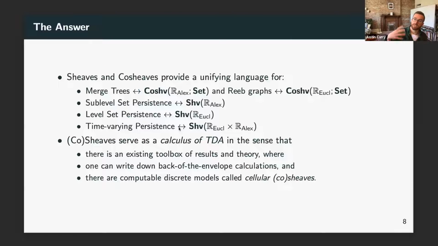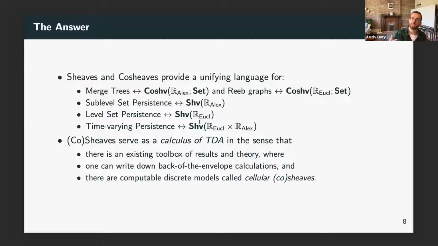And so the answer, which I'm trying to evangelize here a little bit, is that sheaves and cosheaves provide a unifying language for all of these constructions. You can think of merge trees, which track clusters, in terms of cosheaves on R with a certain topology, where down sets are open sets. Or you can just use Reeb graphs, and those correspond to ordinary cosheaves on the Euclidean topology. But all these other constructions fit into this framework.